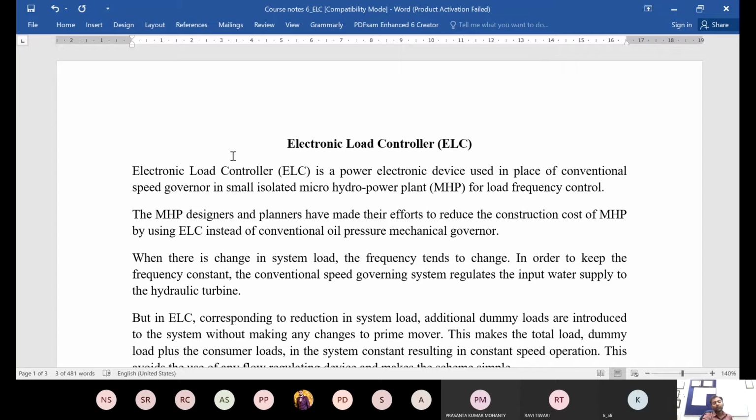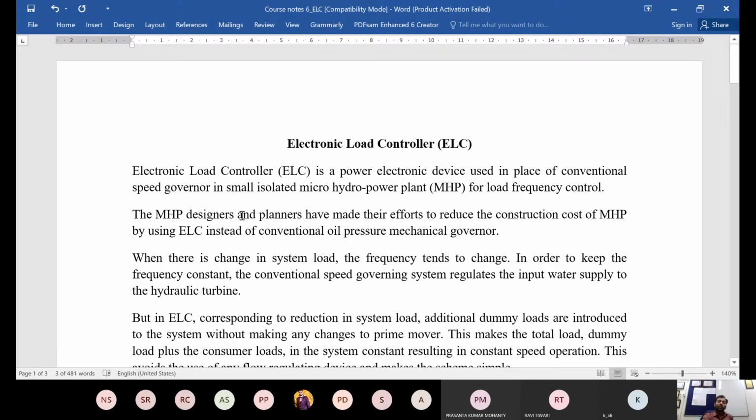But as the control and computational abilities are becoming more proliferant and less expensive, there is a fairly good possibility that in the coming times, governors of smaller sizes will also be economical, and then ELC can be ruled out completely. But as of now, ELC is still in practice. It is used in some of these remote, small micro hydropower plant installations.